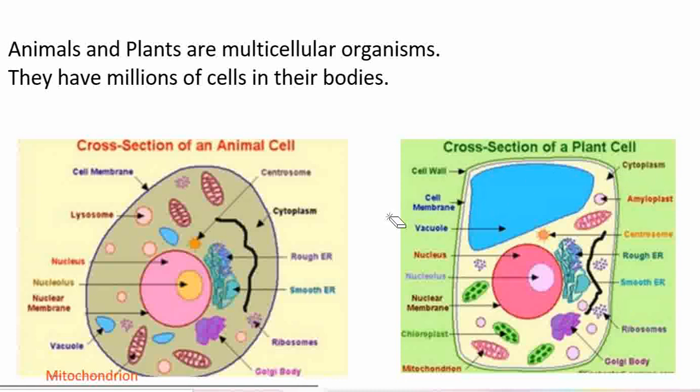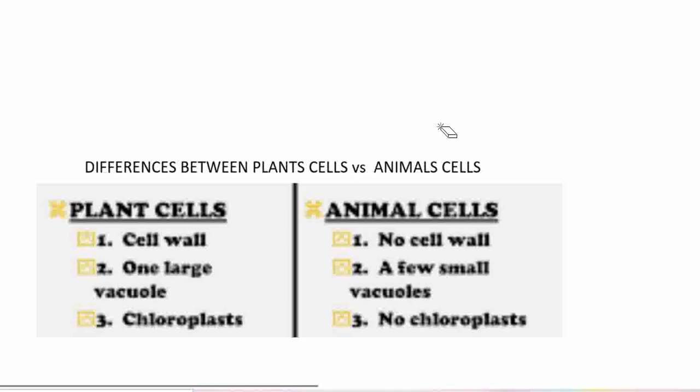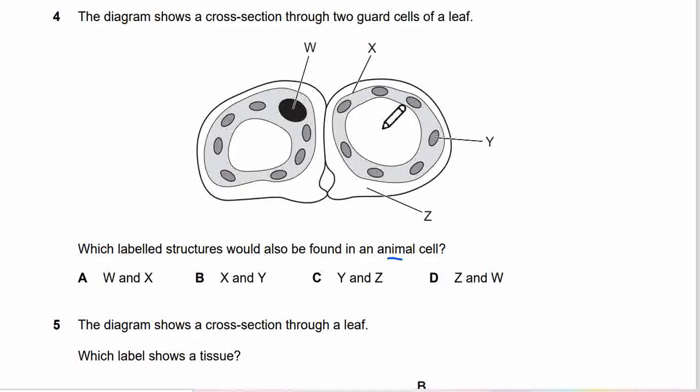Animal cells don't have those three things. So plant cells have cell wall, one large vacuole, and chloroplast. Let's get back to the question. Question 4. Which labelled structures would also be found in animal cells? So our option shouldn't be chloroplast. So we cross all the choices of chloroplast. I mean the Y. The Y is chloroplast because animals don't have chloroplast.